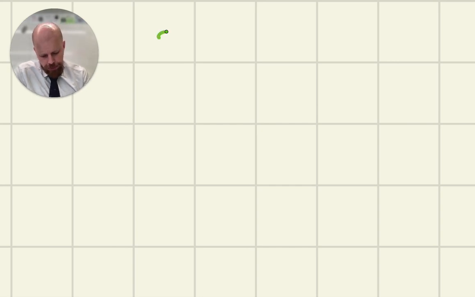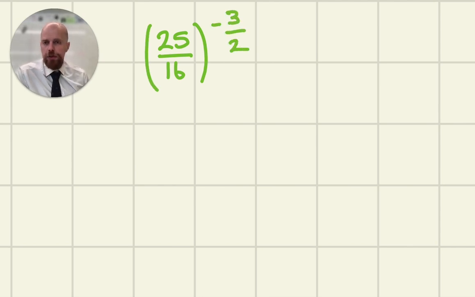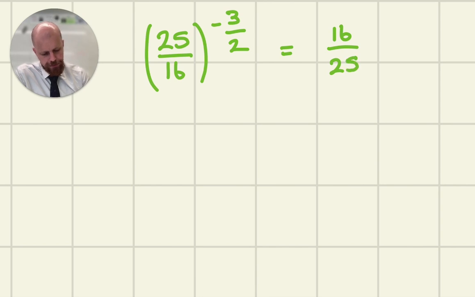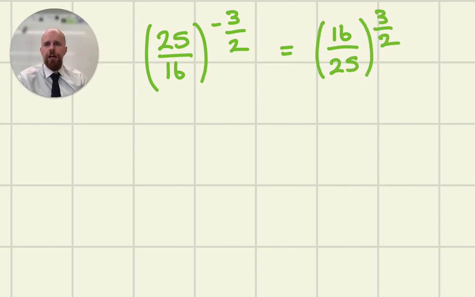But what would happen if your base isn't a whole number, but it's a fraction? For example, 25/16 to the power minus 3/2. Well, we do the same thing. We do the minus, then we're going to do the half, then we're going to do the power 3. The minus flips the fraction over. It's called taking the reciprocal. So we can get rid of the minus and just flip the fraction over. 16/25 to the 3/2.